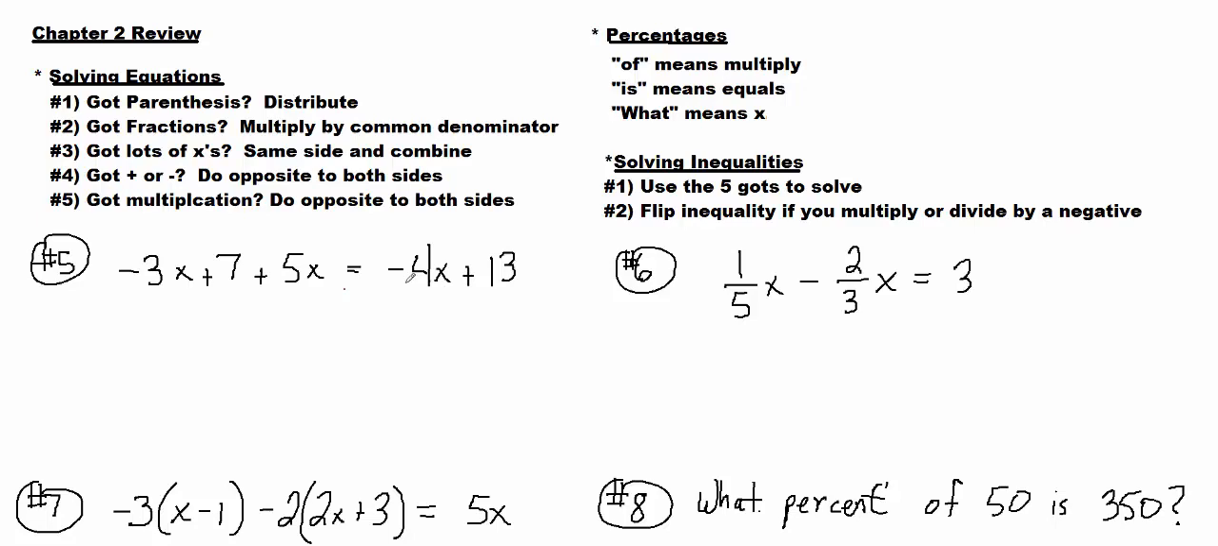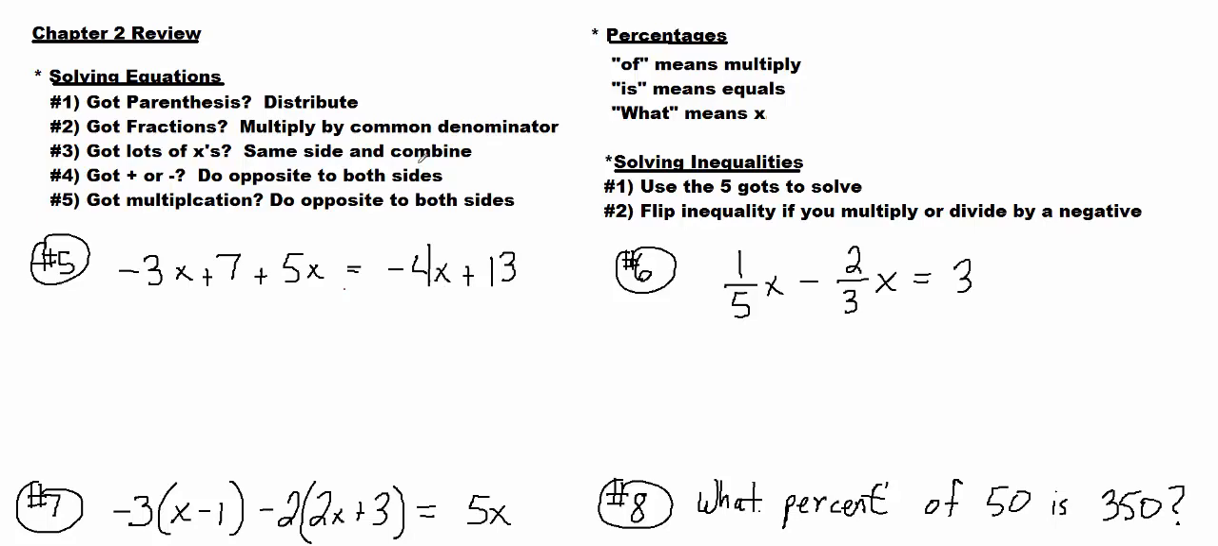Let's do it! In Chapter 2, we learned about solving equations. We learned about the 5 GOTs. We learned that whenever you're solving a problem, the first thing you should do is ask yourself if you got parentheses. If you do, then you're going to distribute. If you got fractions, then you're going to multiply by the common denominator. Next, you should ask yourself, do you got lots of x's? If you do, you need to same side the x's and combine them.